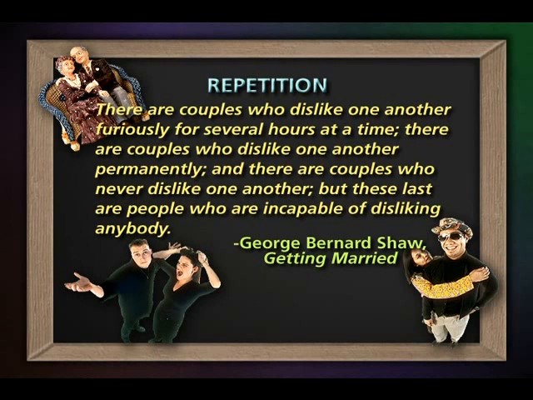The repetition is, there are couples who dislike one another. We have that twice. And then he does it again a little bit shorter: there are couples who. And then he takes the word dislike and he carries that 2 more times with dislike and disliking. By doing this, he has unified his ideas and created a very smooth and flowing style.